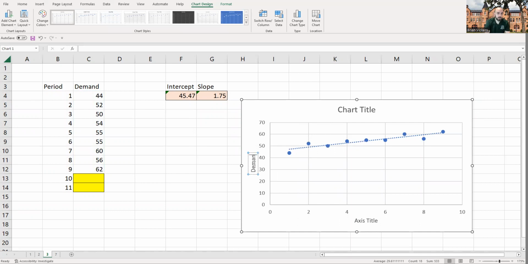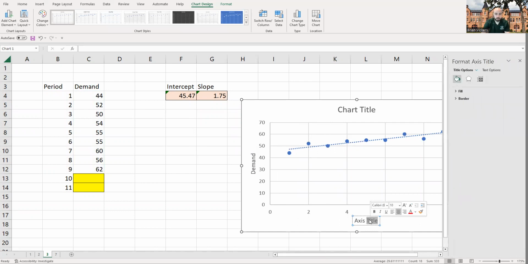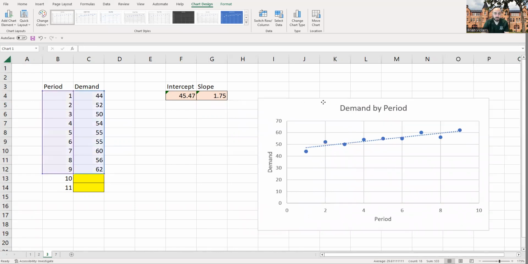So this would be demand, this would be period, and this would be demand by period. Sure, easy enough.